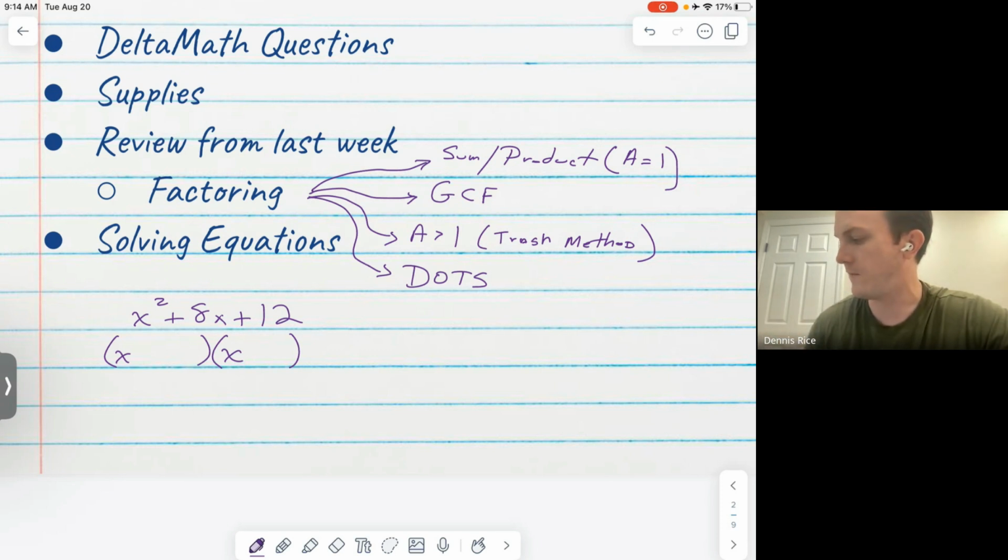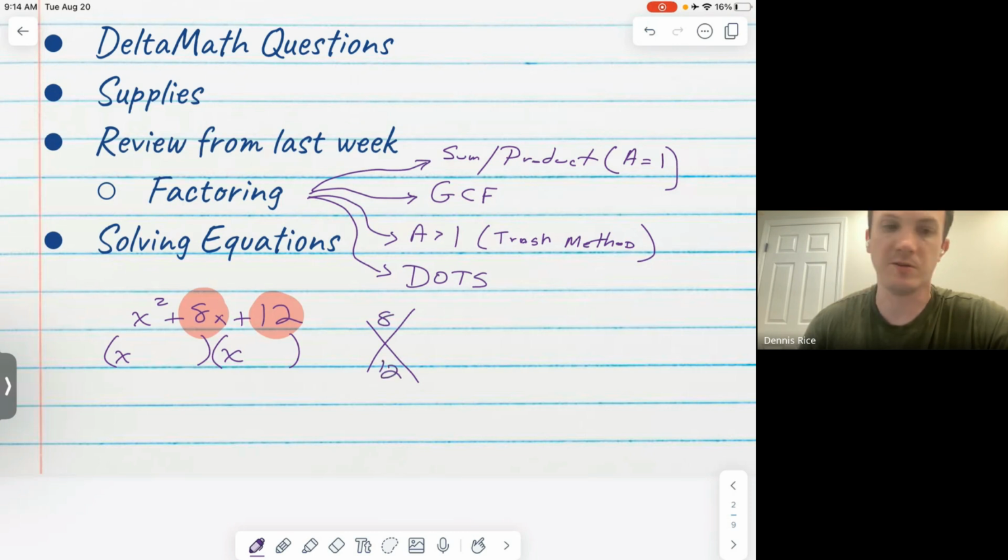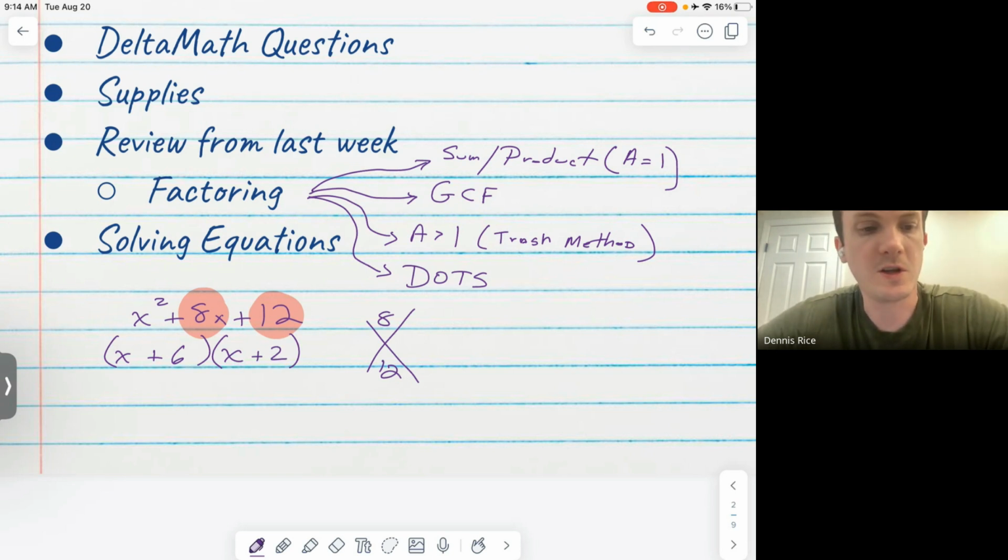Sum product dealt with finding 2 numbers that add up to this, but at the same time, they need to multiply to this as well. It's a little bit of a puzzle, right? We make this little diamond, and you're searching for these 2 numbers. Like in this case, what 2 numbers add up to 8 and multiply to 12? 6 and 2. Once you find your 2 numbers with sum product, you're done. Doesn't matter which one goes where. As with all factoring strategies, you can check by multiplying it out. 6x plus 2x gives you 8x, 6 times 2 is 12, and obviously the x times x gives you x squared.